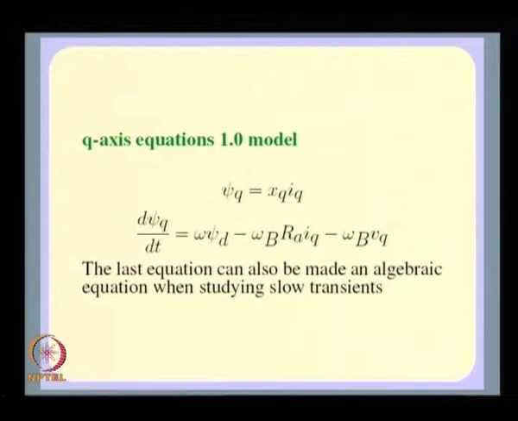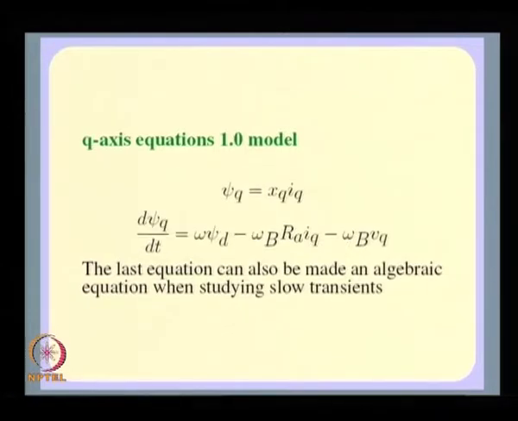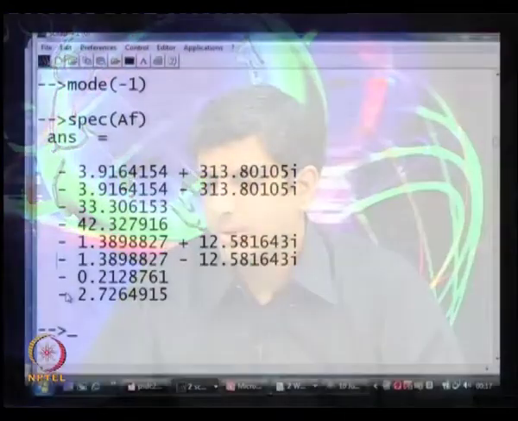In fact, 1.0 model equations will have the d axis equations looking like this and the q axis equations looking like this. So, that effectively tells you what is the 1.0 model of a synchronous machine. In fact, this is you can say the last or the most basic of synchronous machine models, where you now have just the field winding and the stator windings, and all the damper windings have been got rid of.